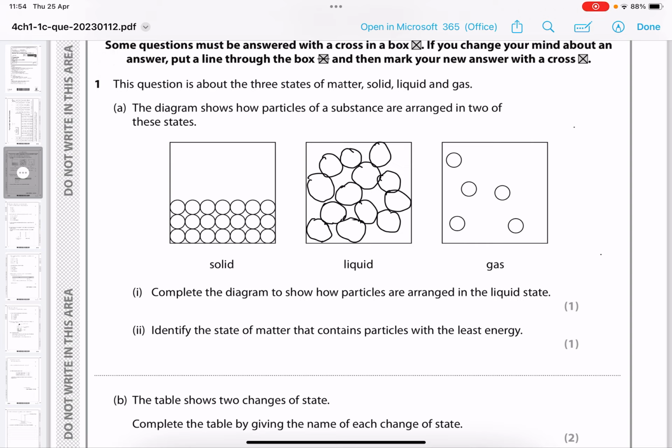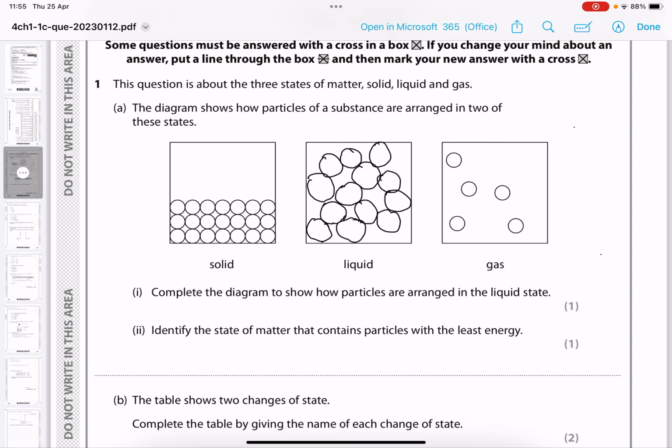The diagram shows how particles of a substance are arranged in two of these states. Complete the diagram to show how particles are arranged in the liquid state. So I've already done that for you guys. The two main things you need to remember if the particles are arranged in the liquid state is that they're very irregularly arranged and the particles must touch each other, okay?